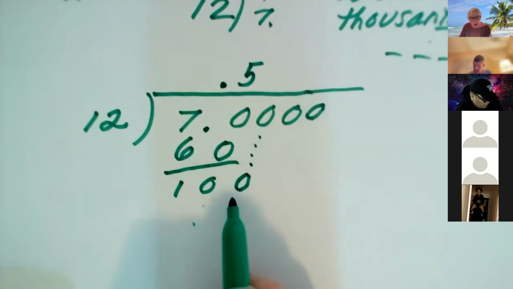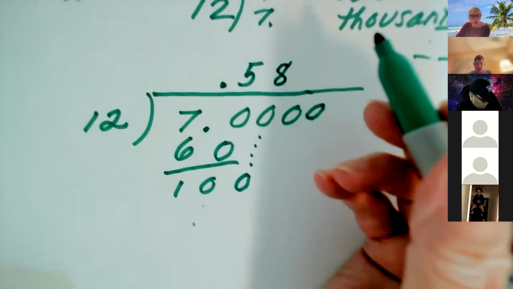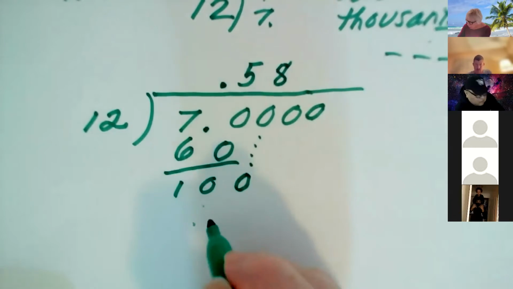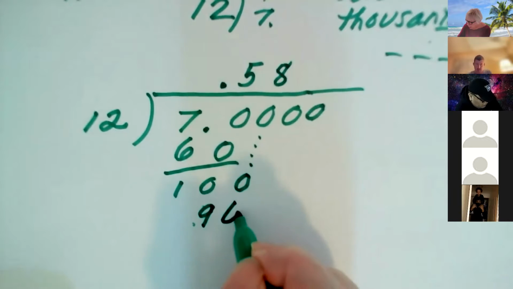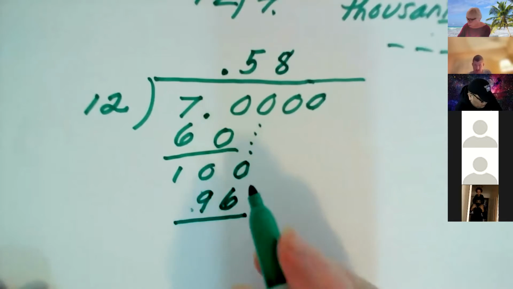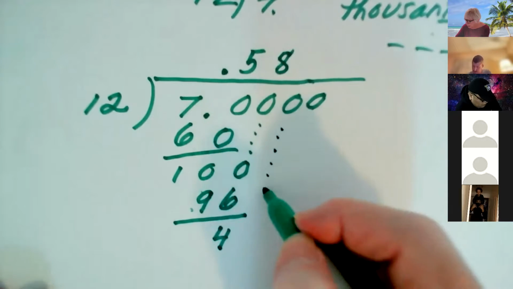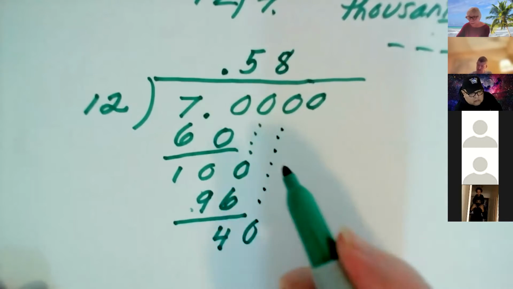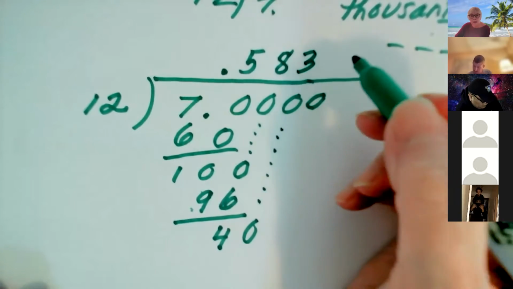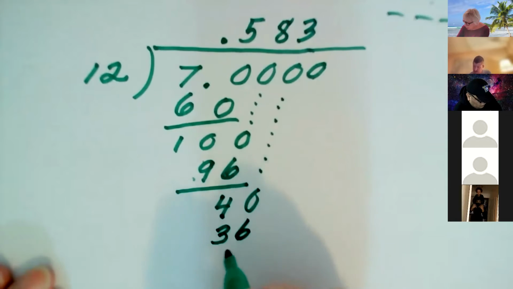12 into 100. I'm actually looking at my book. So it's 8. 8 times 12 is 96. So you do that on the side for a minute. You subtract and you get 4. And you bring down that next 0. It gets easier. 12 into 40 is 3. 3 times 12 is 36.